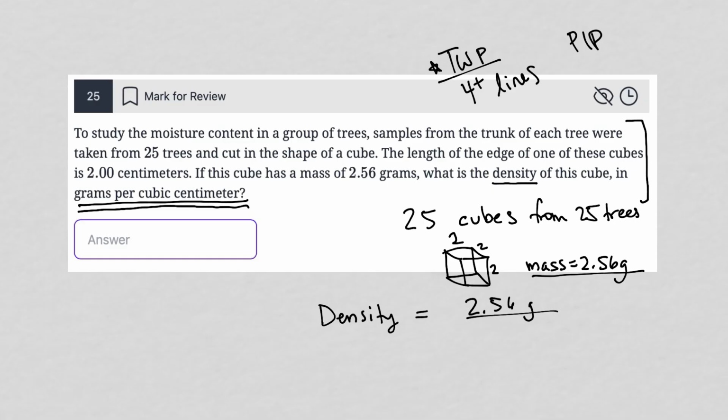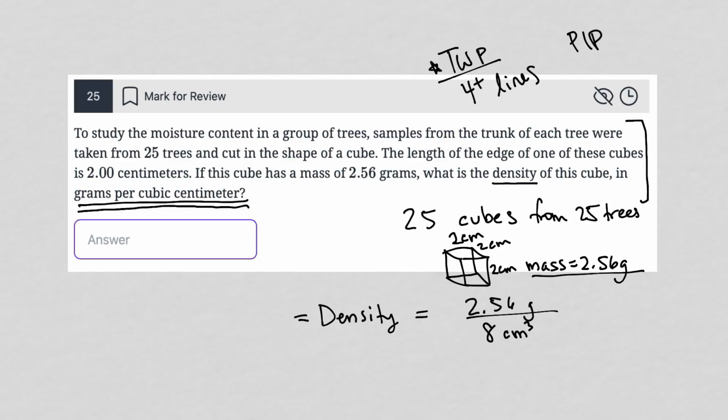What's a cubic centimeter? Well, again, all of these edges are centimeters. So 2 centimeters for the length, 2 centimeters for the width, 2 centimeters for the height. How would I get a cubic centimeter from that? Well, I'd have to multiply all 3 of those dimensions together. And I see that 2 times 2 times 2 is 8. And then I'd have 8 cubic centimeters, right? So I just kind of figured out the formula.